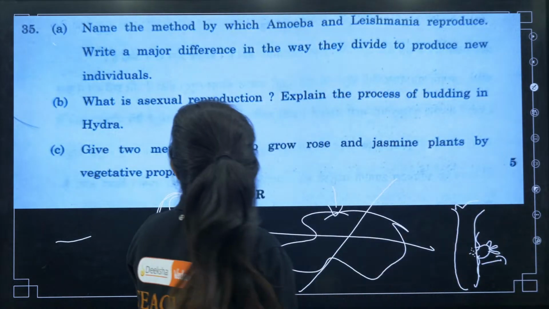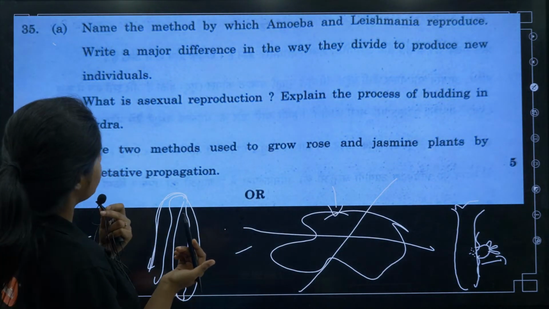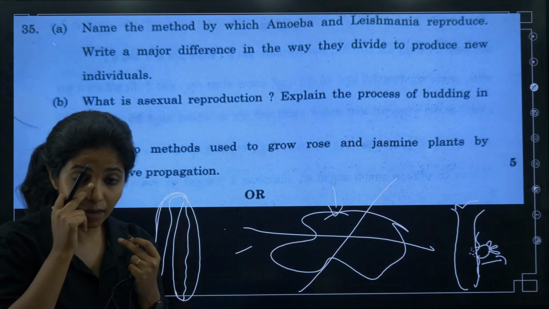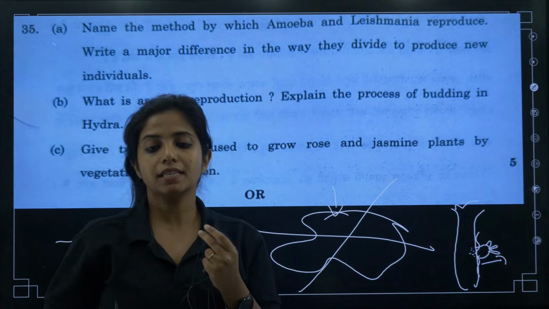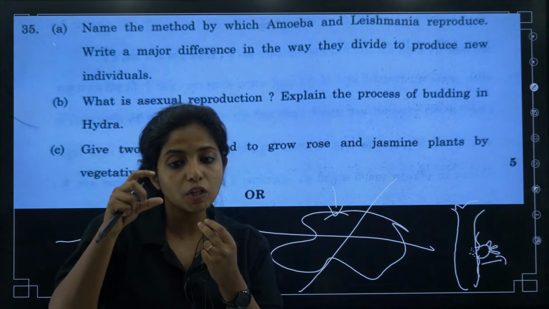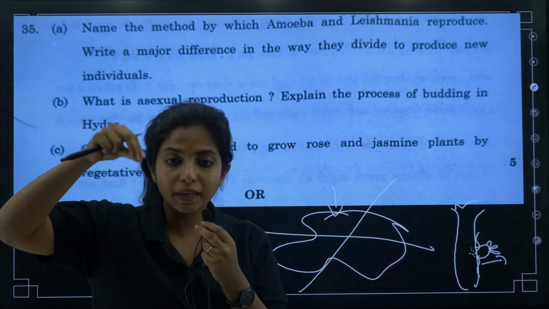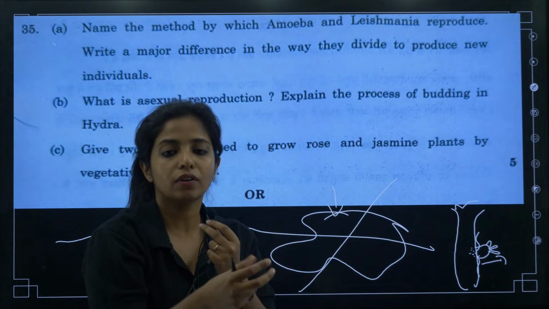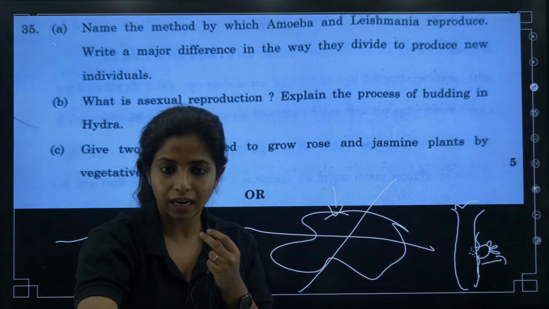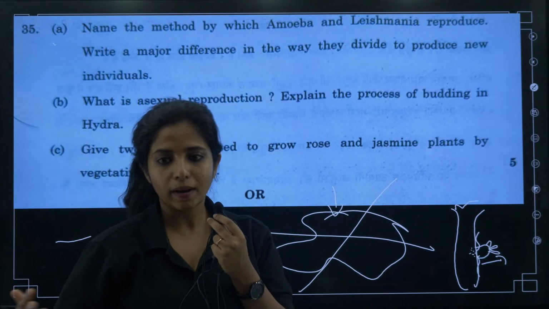Now, give two methods used to grow rose and jasmine plants by vegetative propagation. So rose can be grown with the help of cutting. What you do in cutting is that you cut the plant at areas where there are small buds. Then you dip it in some auxin or rooting hormones and plant it. It will give rise to certain roots and produce a whole new plant.